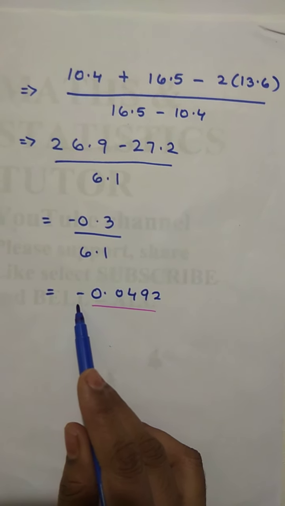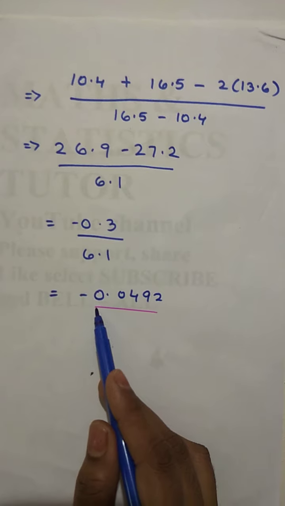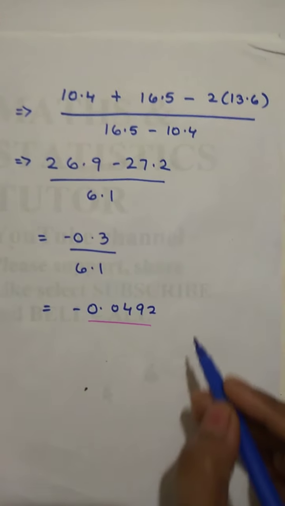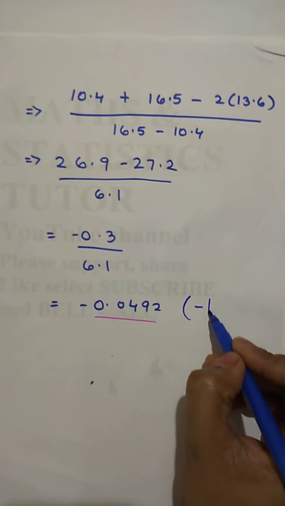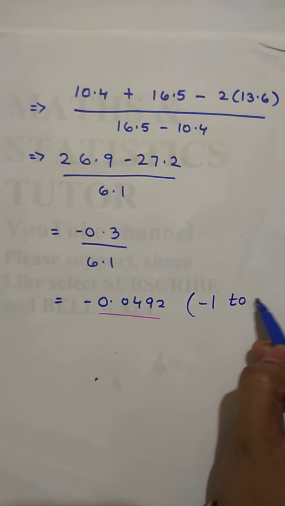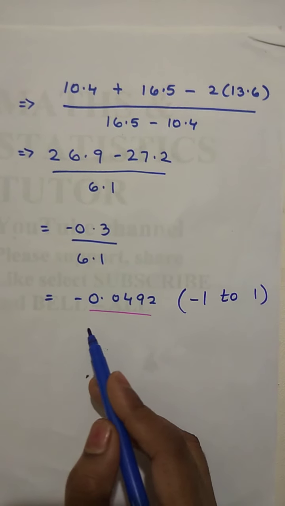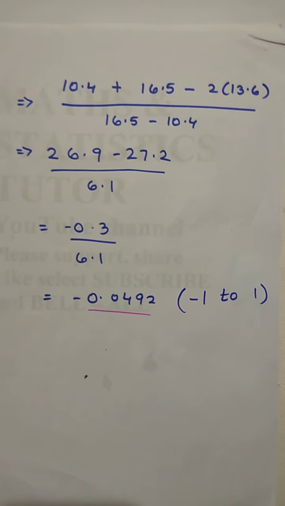The value of Bowley's quotient of skewness is minus 0.0492. We know the limits of Bowley's quotient of skewness are minus 1 to 1. So this value is in between minus 1 and 1. So the answer is minus 0.0492.